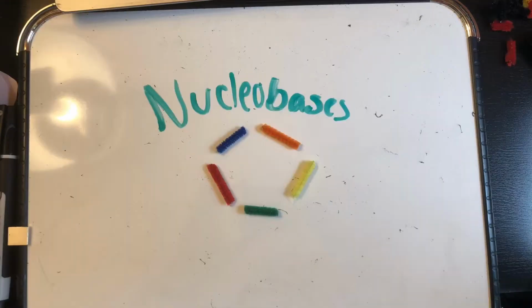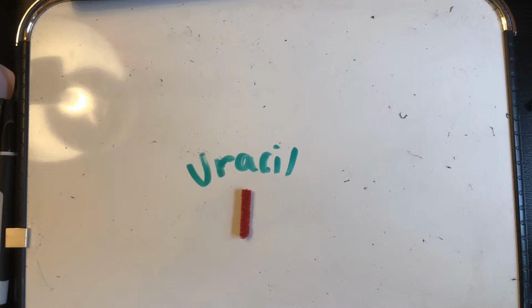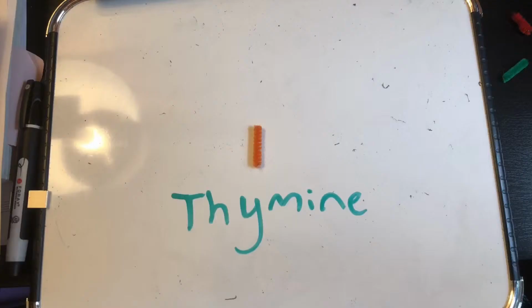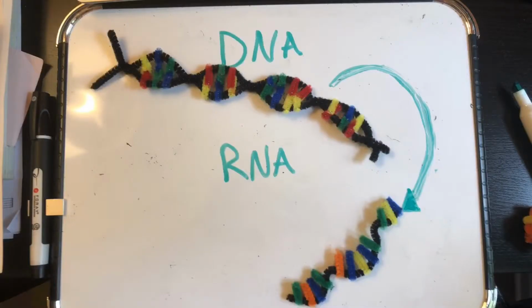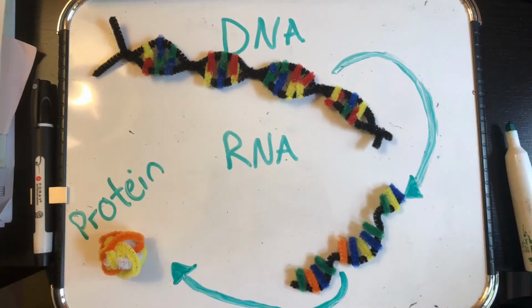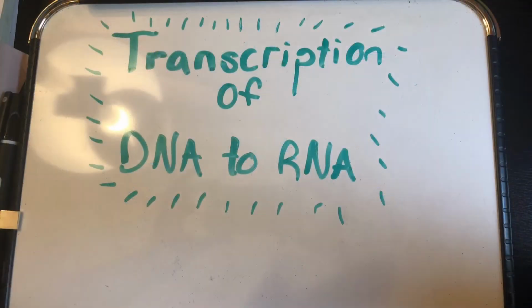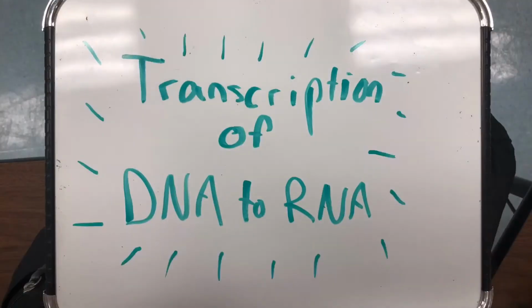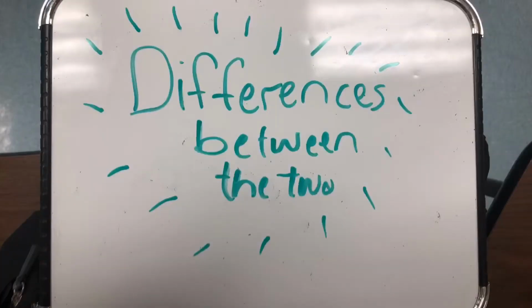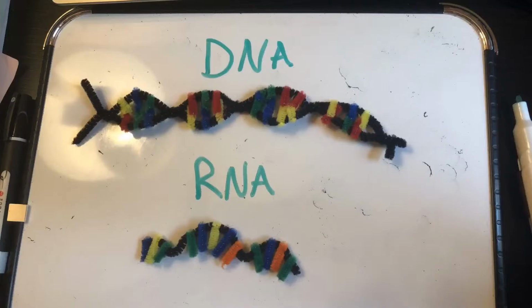Another difference is in the nucleobases. In RNA, there is uracil. Meanwhile, in DNA, there is thymine. Yet another difference is that DNA makes RNA, makes proteins. Transcription of DNA to RNA. Differences between the two. Here's a model of DNA and RNA.